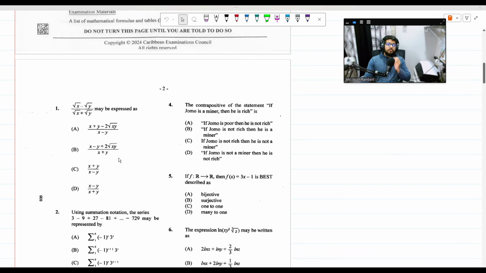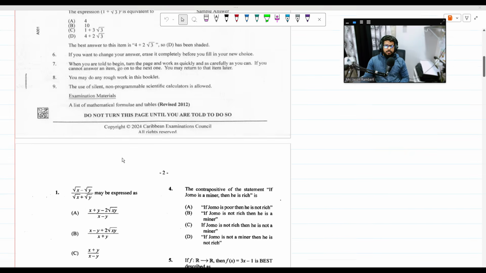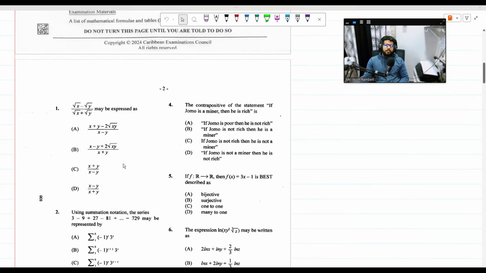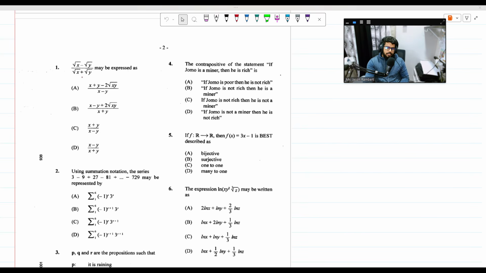All right, so 2024, sorry, 24, right? Yeah, 2024. So x is a minus on top, so I know the answer is A.